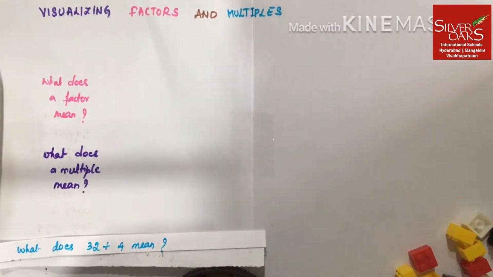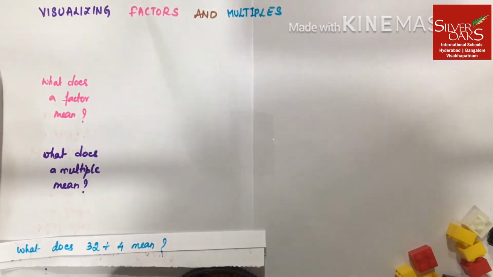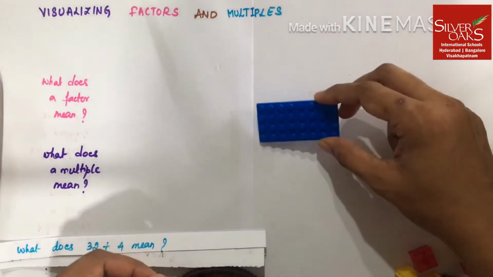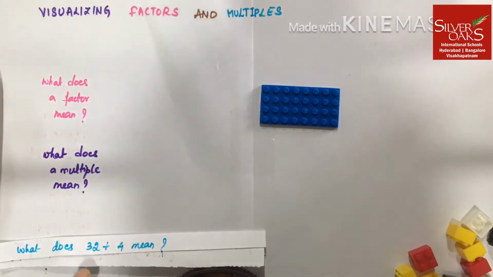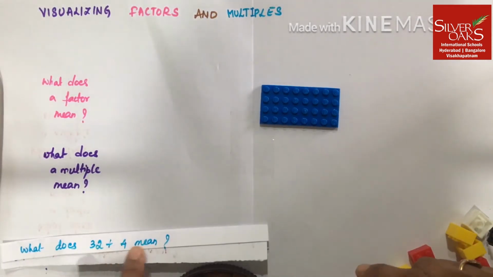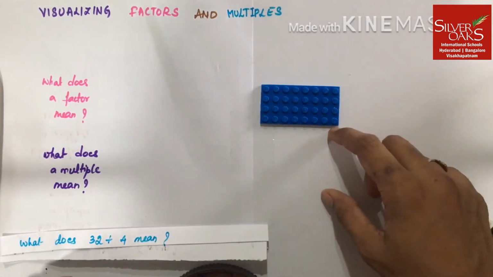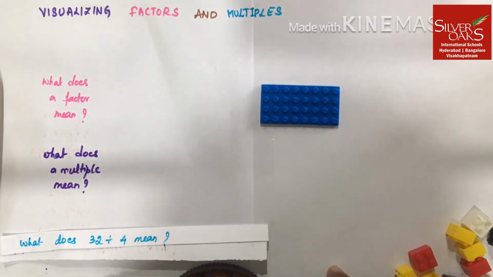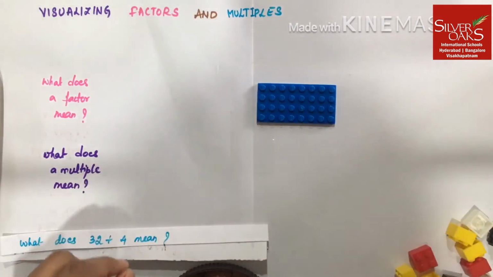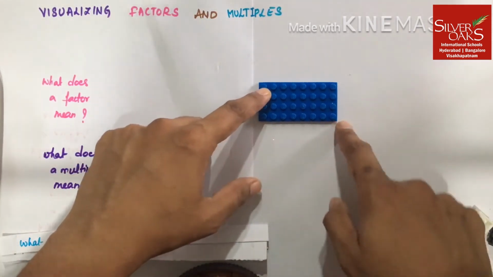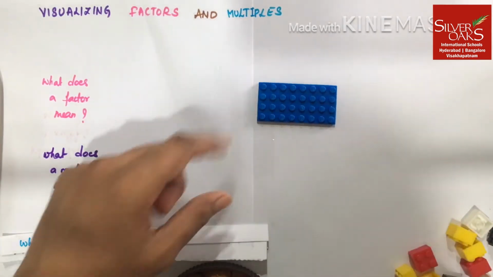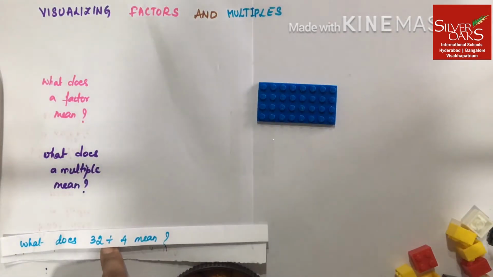So are you ready? Did you all get an answer? I'm sure you must have got an answer. So here it is. So what does 32 divided by 4 mean? I have taken a Lego base which has got 32 dots on it. As you can see, you have 8 dots in each row and you have got 4 such rows.